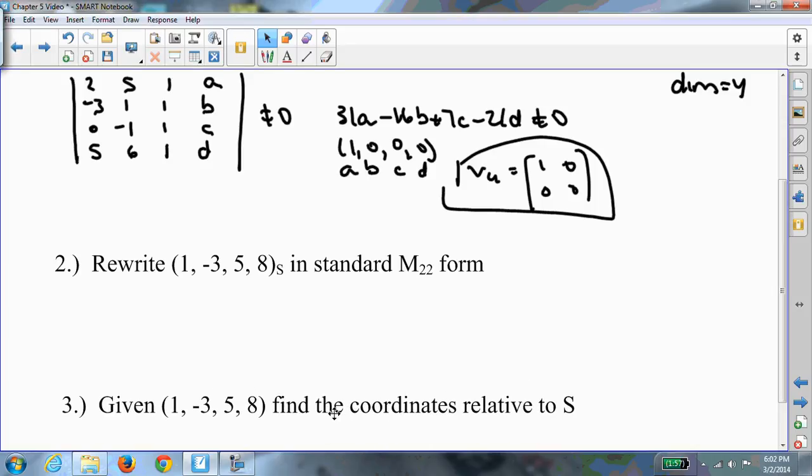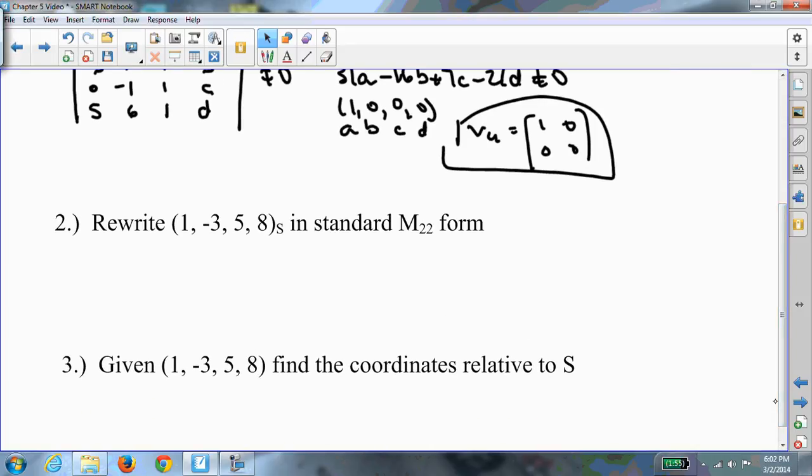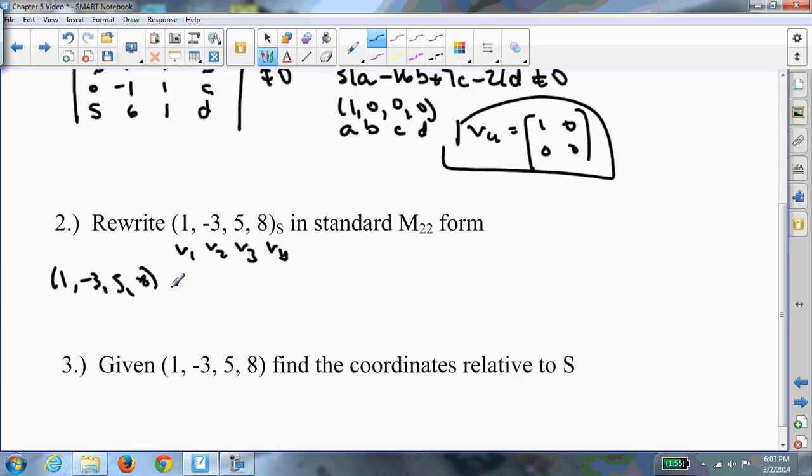Now that I have a basis, let's talk about coordinate systems. First one, I have 1, negative 3, 5, 8 relative to S, and I want to change to standard M22 form. So really, this isn't 1, negative 3, 5, 8 like we normally think of. This is 1 V1 and negative 3 V2s and 5 V3s and 8 V4s. And I want to use my V4 from above. So 1, negative 3, 5, 8 relative to S is actually 1 times V1 minus 3 times V2 plus 5 times V3 plus 8 times V4.